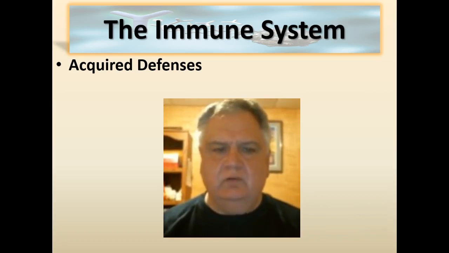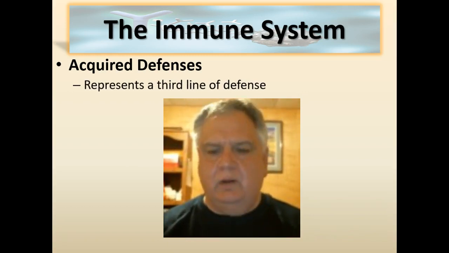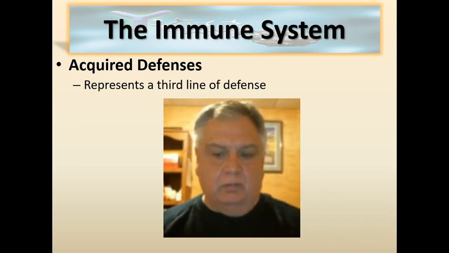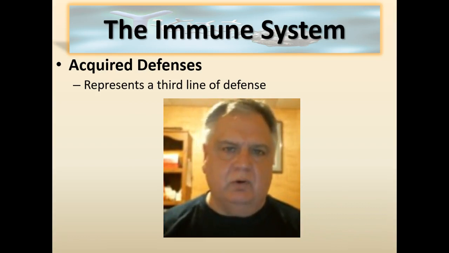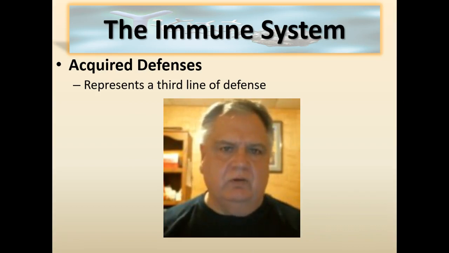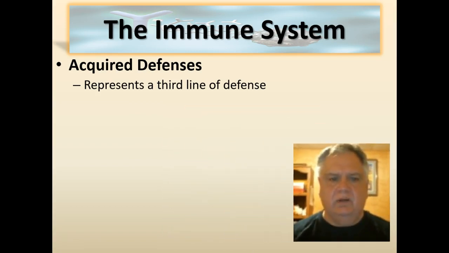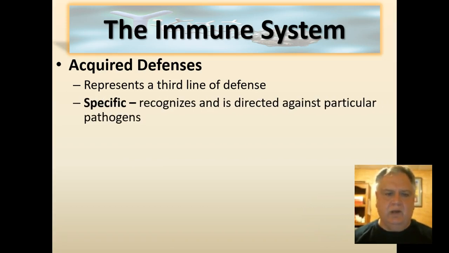Today in our discussion we're going to talk about the acquired defenses. Recall that we talked about at the beginning that the acquired defenses represent for us a third line of defense. Remember what the first two lines of defense were? The barriers to entry and the inflammatory response, involving the white blood cells, neutrophils, and macrophages, represented that second line of defense. So we're going to talk about acquired defenses, the third line of defense here today.